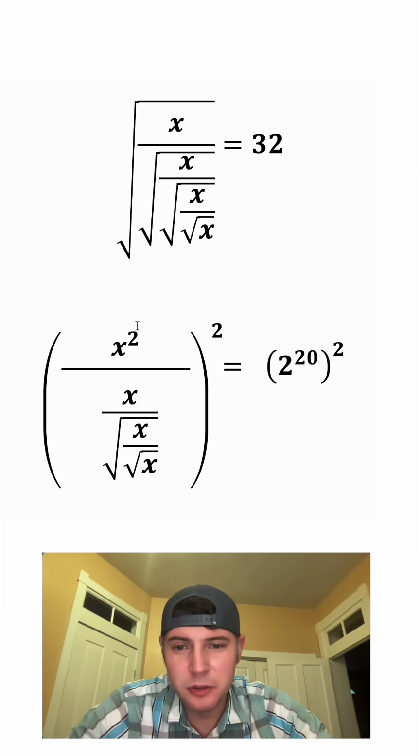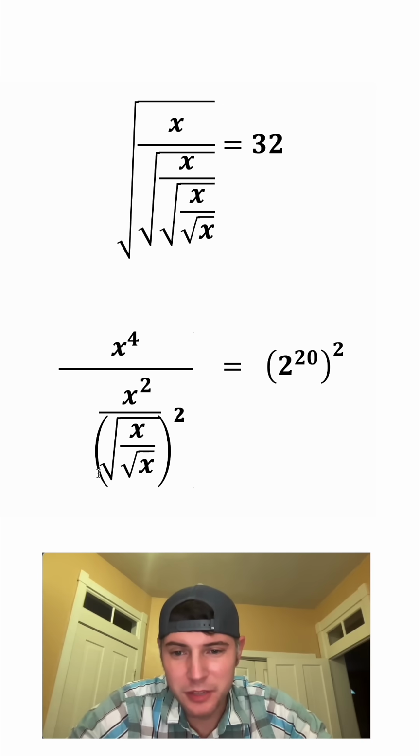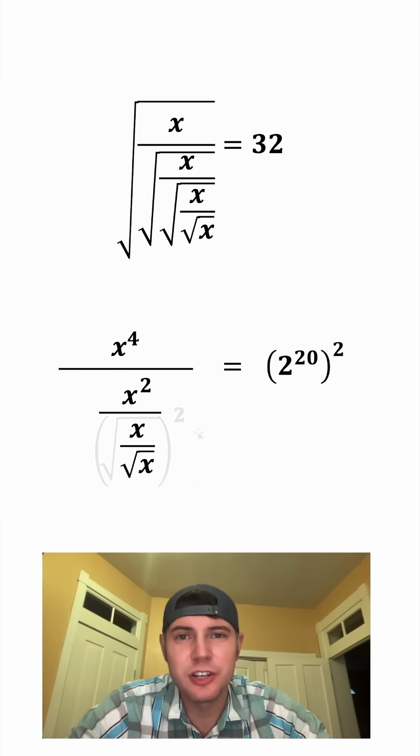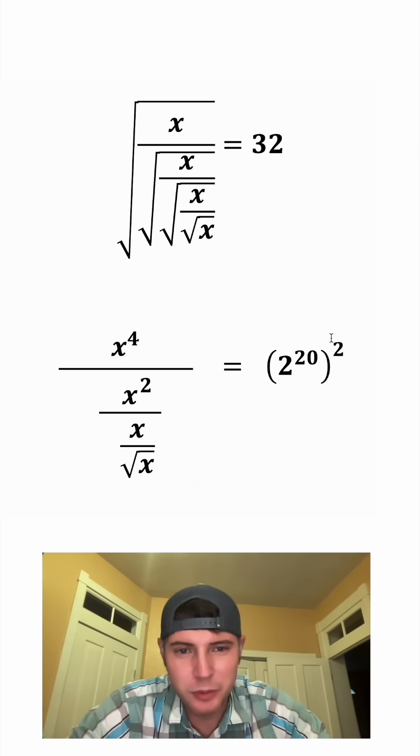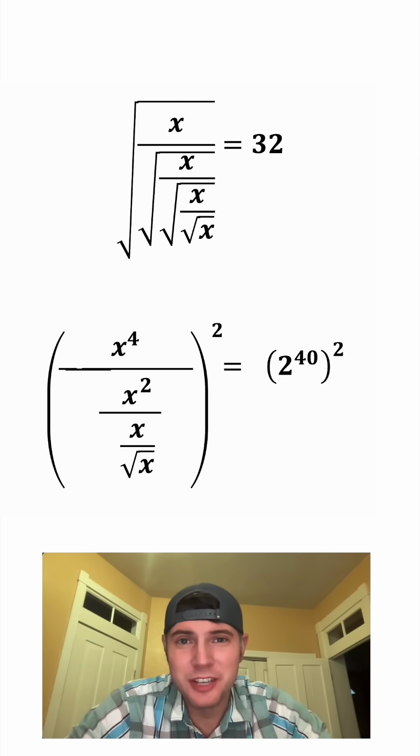This squared can distribute to this term, and this term. It'll look like this. And then x squared squared is x to the 4th. This guy's good. And on the very bottom, this square root and this square will cancel each other out. And then on the right-hand side, we're going to multiply these exponents again to give us 2 to the 40th. And next step, we're going to square both sides of the equation.